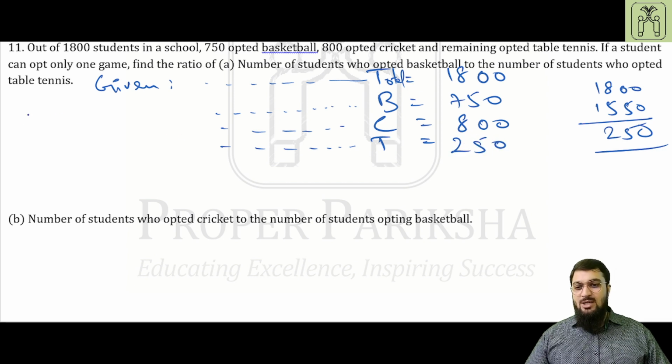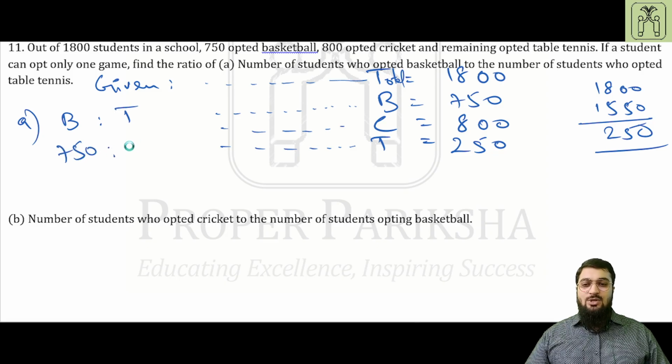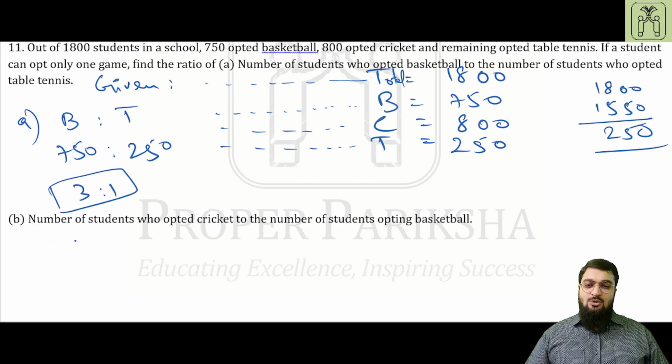Number of students, part A asks for the number of students who opted for basketball to the number of students who opted for tennis. So basketball is 750 is to tennis is 250, therefore the answer is 3 is to 1. Coming to part B, number of students who opted cricket is to number of students opting basketball. So cricket is 800 is to basketball is 750.